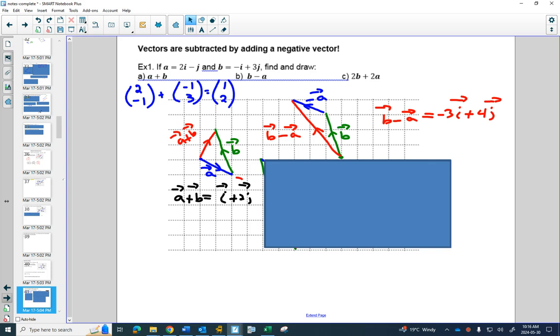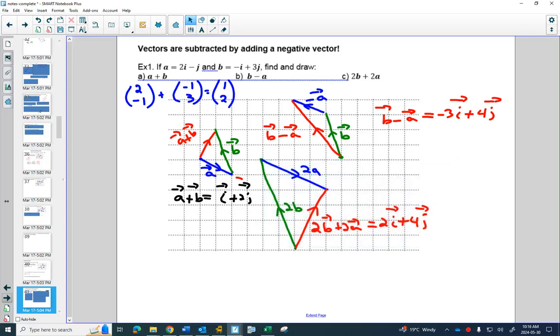You have the B, and then you go -A, which is just the A in the opposite direction. Then you get B minus A. Again, you could do the components to figure this out. But drawing it does help show what it looks like. 2B would just be the B doubled. 2A would just be the A doubled. And then you count the resultant.